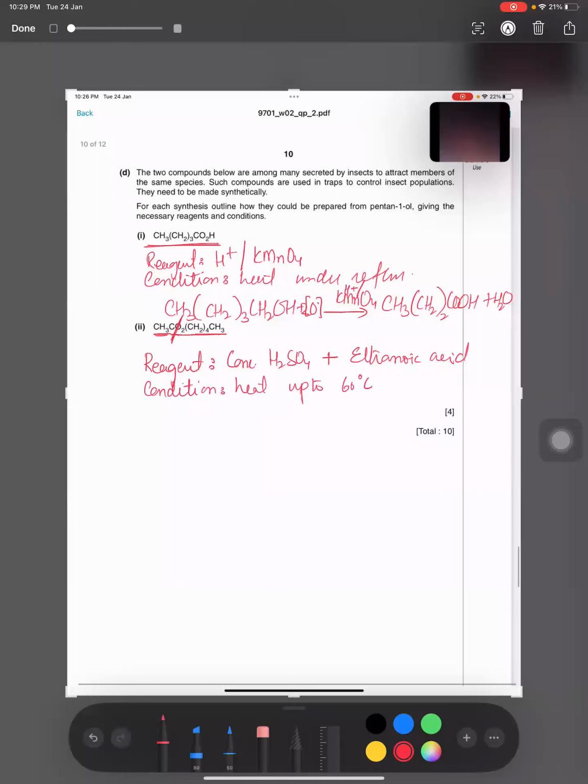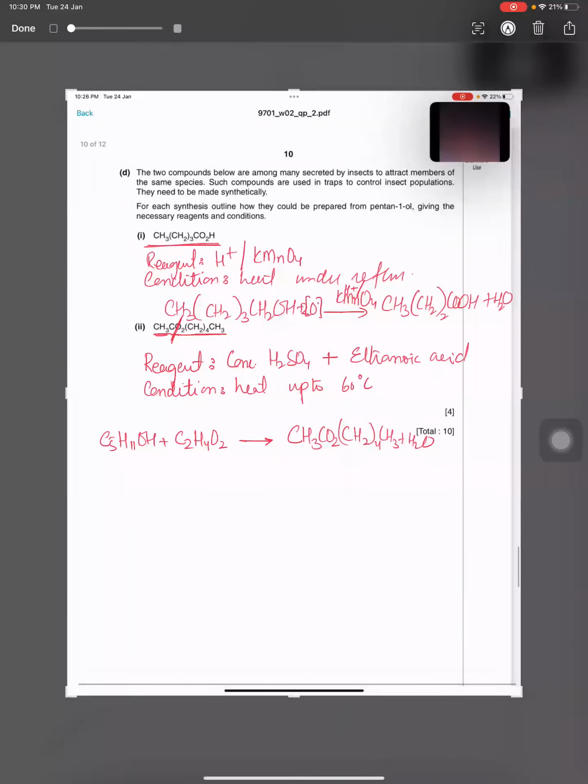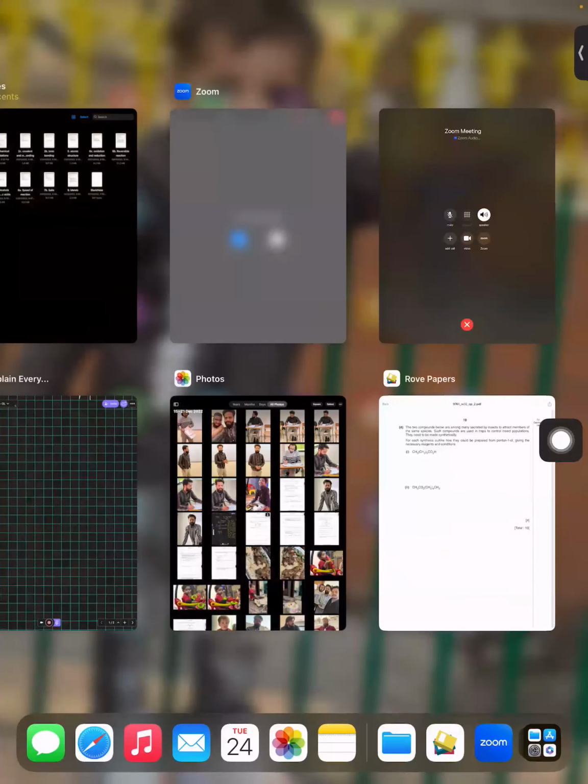And what happens when you use C5H11OH along with C2H4O2? It would give you what? CH3CO2(CH2)4CH3 along with a water molecule. Right, bacho? Right, every one of you? Yes, sir. Okay, so let's talk about something different.